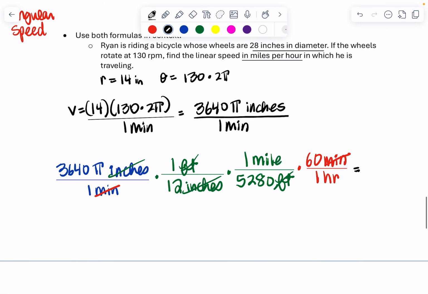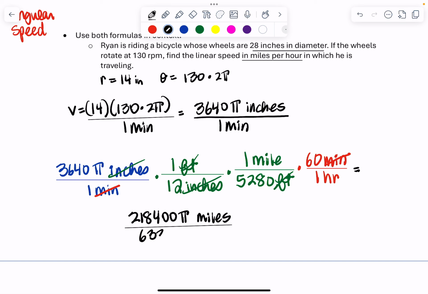So at this point, I'm going to multiply all this on the top. So the 3640 times 60, that gives me 218,400, and of course still got my pi. This is miles. On the bottom, if I multiply across, 12 times 5,280 gives me 63360, and this is hours. Now I can plug it all in. Top, divided by the bottom, including the pi, because now we're going to a decimal. Now we're rounding. So this is 10.8 miles per hour about, okay?